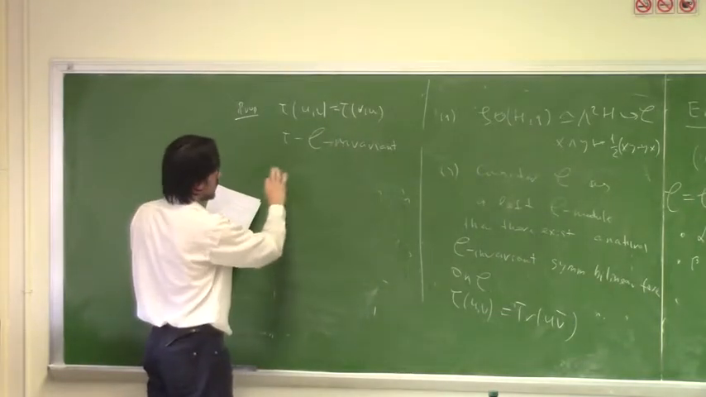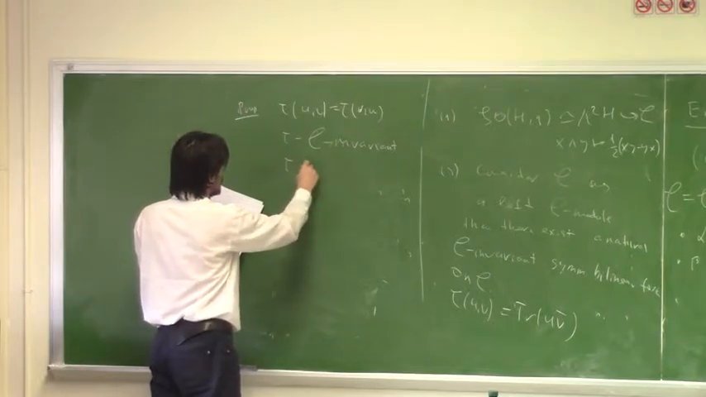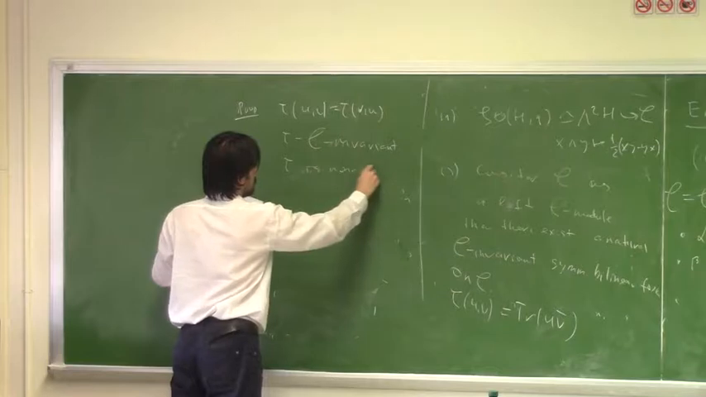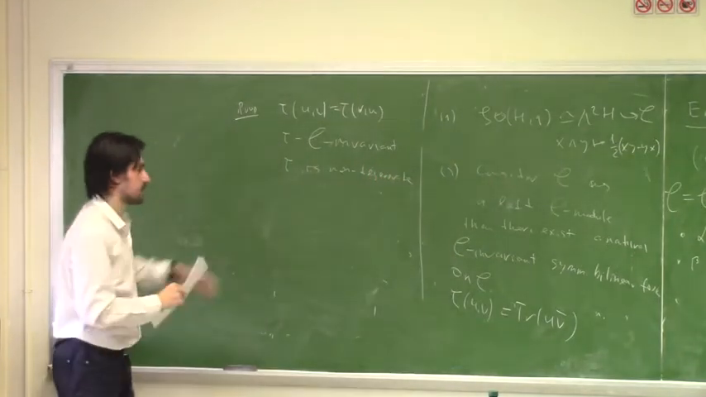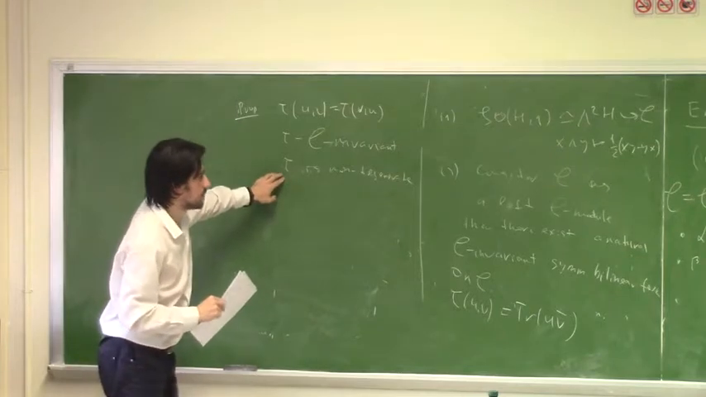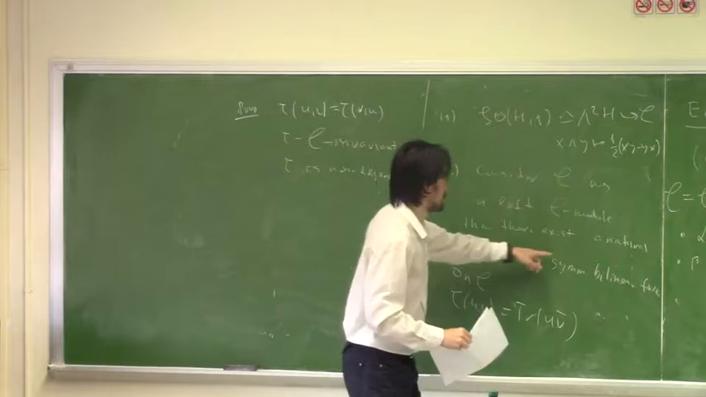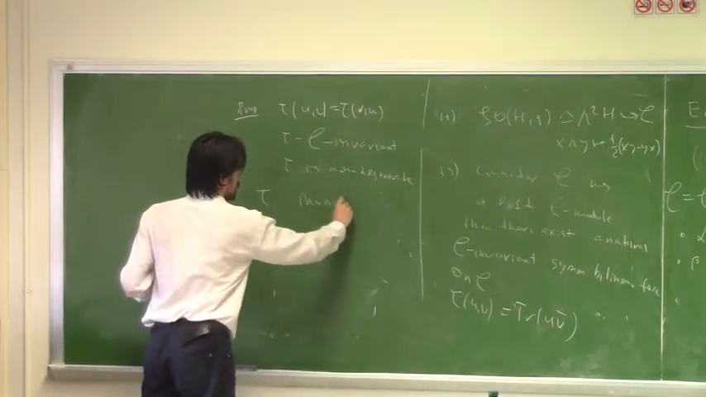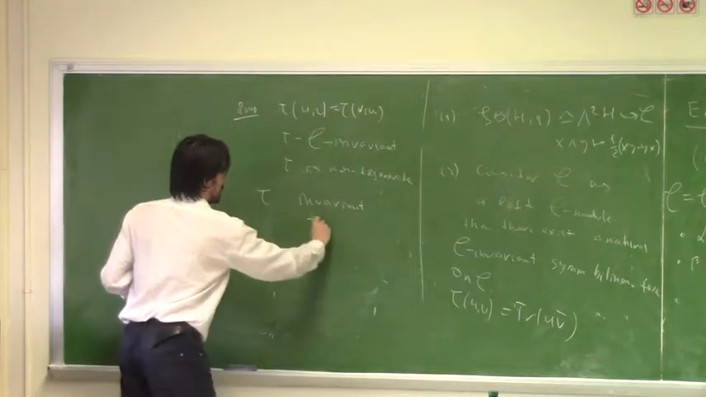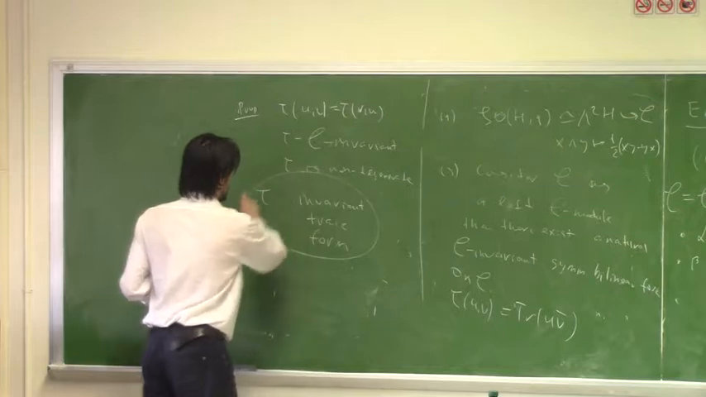And a bit more hard, but this tau is non-degenerate. And starting from this form, so this form is called the invariant trace form, tau. Okay.